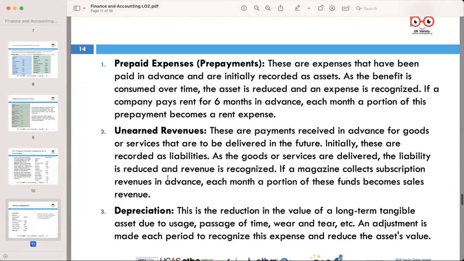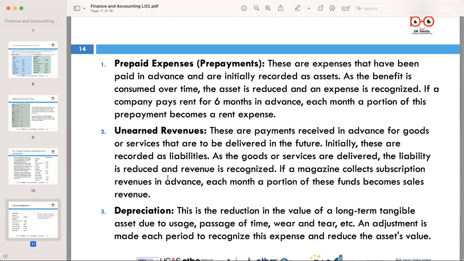So now we move to prepaid expenses, unearned revenues and depreciation. These concepts help us accurately track expenses and revenue over time. Prepaid expenses are expenses that have been paid in advance. Initially they are recorded as assets on the company's books. As time passes and the benefit of these expenses is consumed, we reduce the assets and recognize them as expenses.